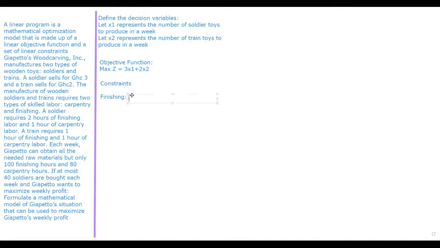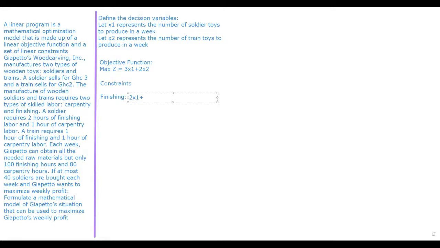So when you talk about the finishing, right? A soldier. So let's pick that one of the soldiers. So a soldier requires 2 hours of what? Finishing labor. So we are dealing with finishing. So when you talk about soldier, it requires 2 hours. What are the decision variables? So 2 hours times the number of soldier toys to produce. We don't know that number. We represent that one with what? X1. You get it?